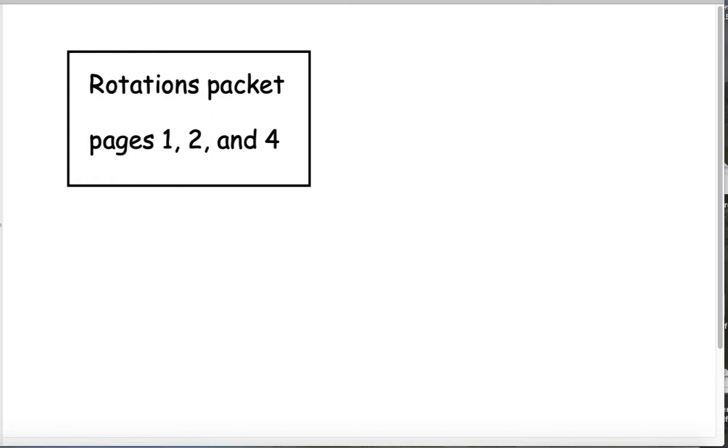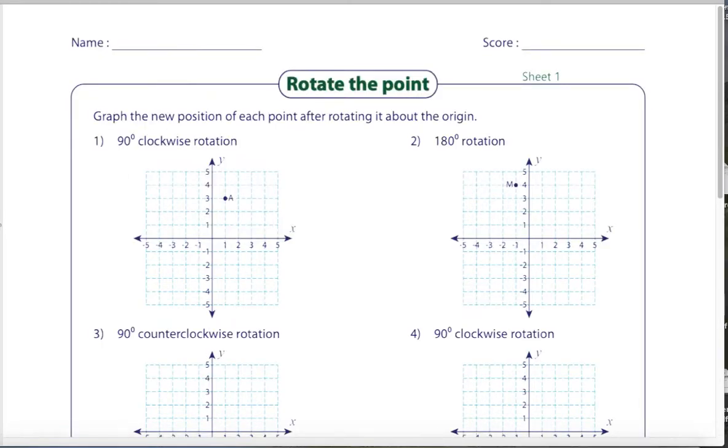Okay, so for the assignment, I'd like you to do the rotations packet, pages 1, 2, and 4. And I actually want to go through an example on each just to make sure you understand it.